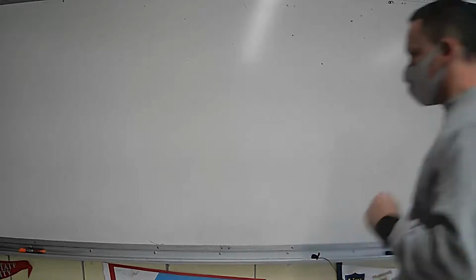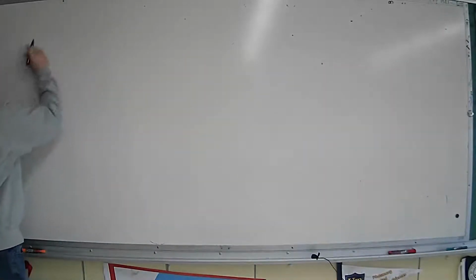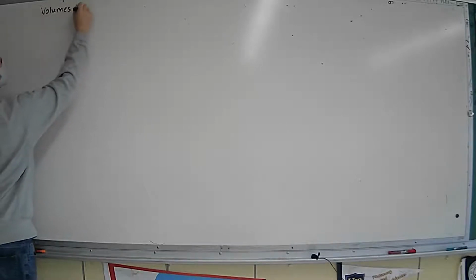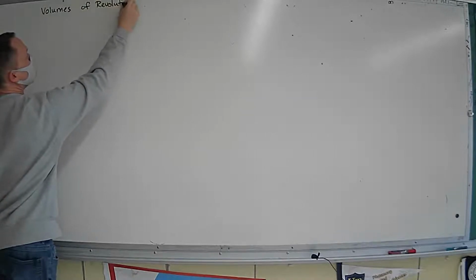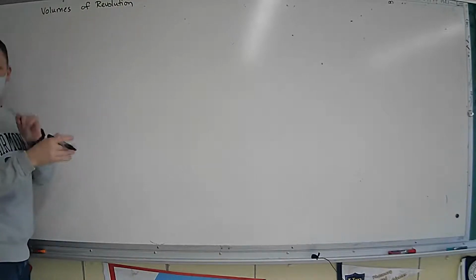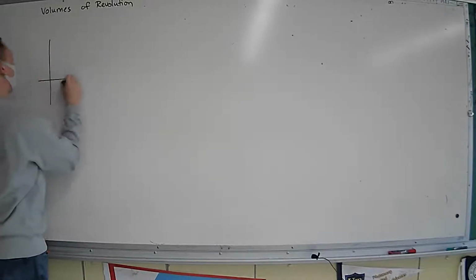So what we're going to do, what we're doing now, is what we call volumes of revolution. That little thing there was just to help you start to visualize this. We're going to start with a much simpler region than what we just did.